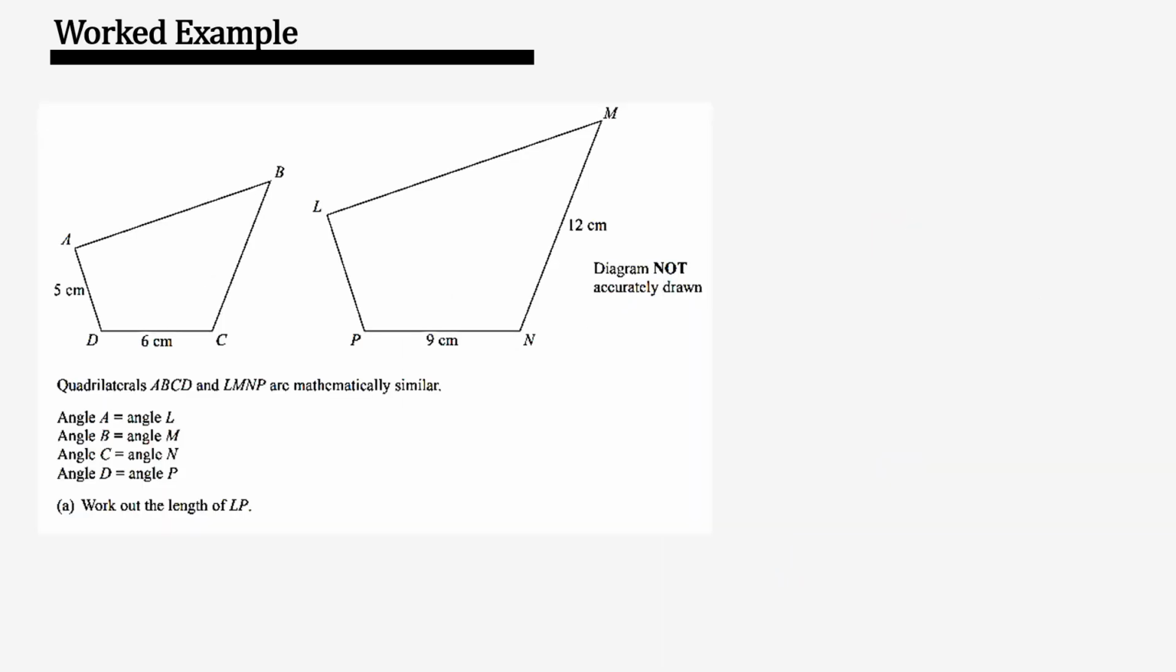Let's take this worked example. In this question, if you read it carefully, it says these two shapes are quadrilaterals and are mathematically similar. It means their angles will be equal to each other, but one is the enlargement of the other.